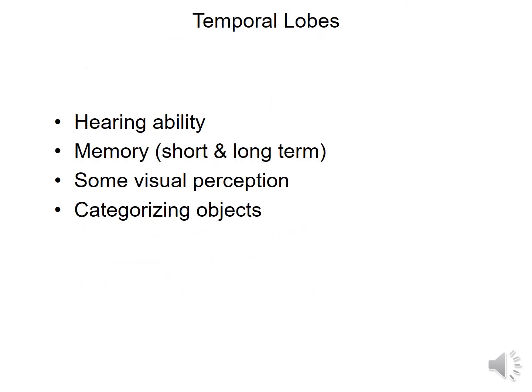The temporal lobes are in many ways much more simple than the frontal lobes. They're involved in hearing. They're involved in the consolidation of memory, both long and short-term memory. If you can imagine, running parallel to the body of the temporal lobe is the hippocampus, buried within the temporal lobe. It is involved in some visual perceptions, and it's importantly involved in categorizing things.